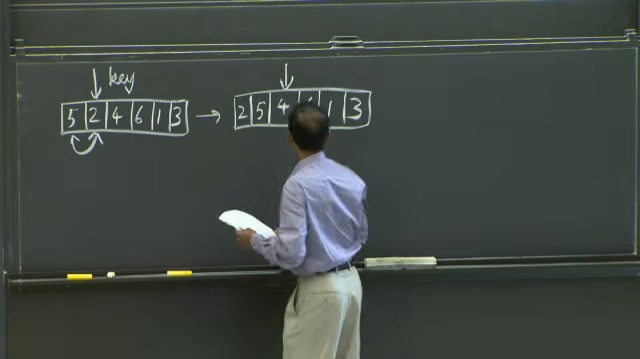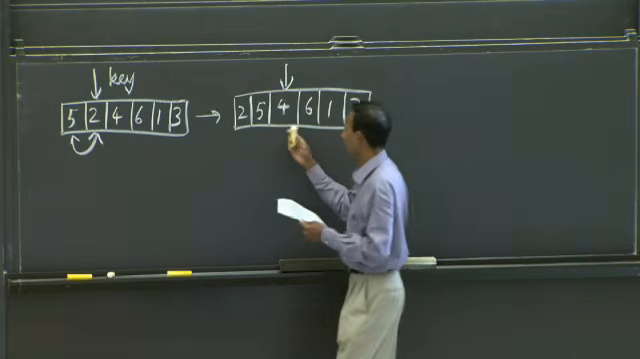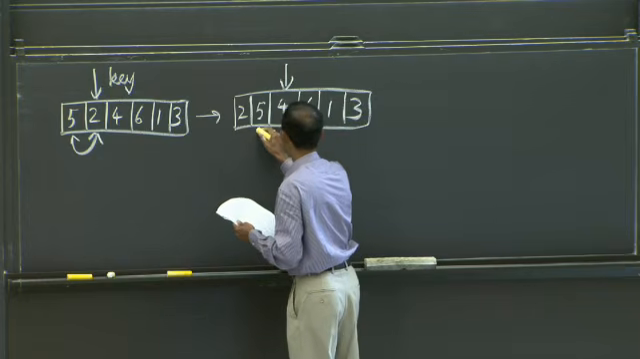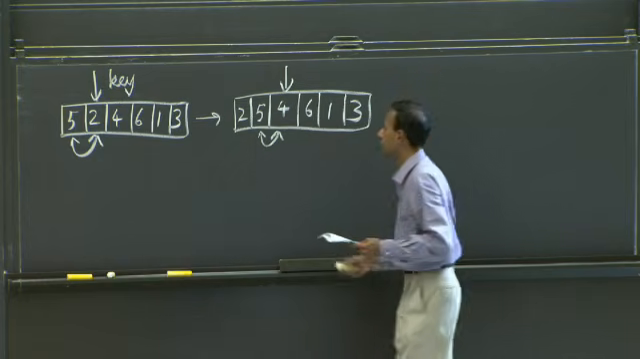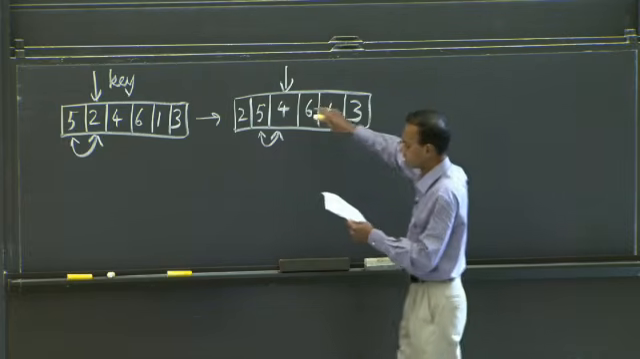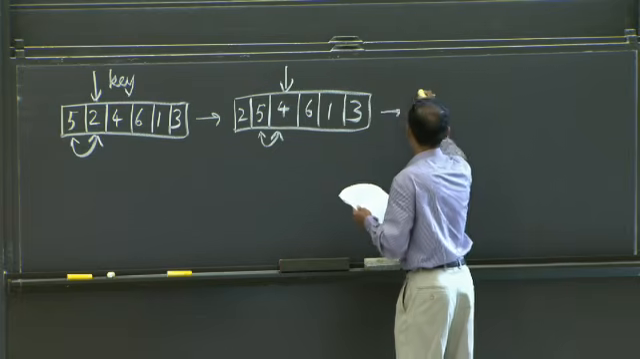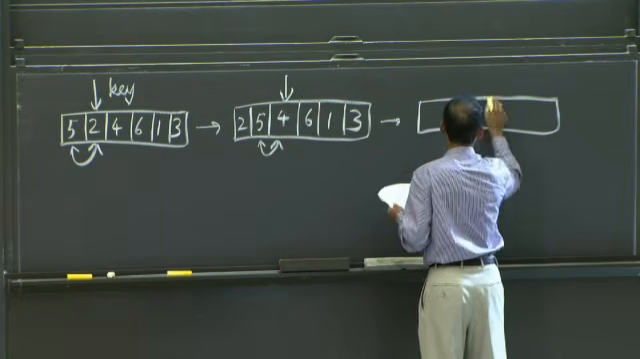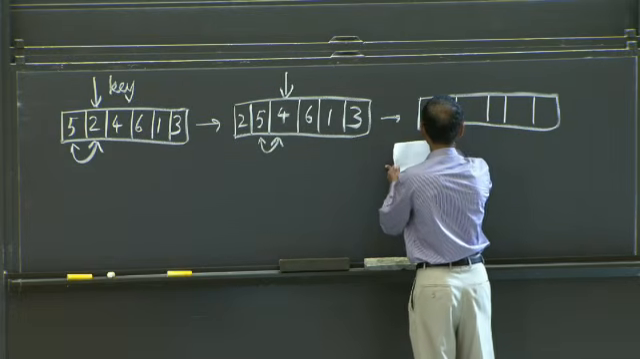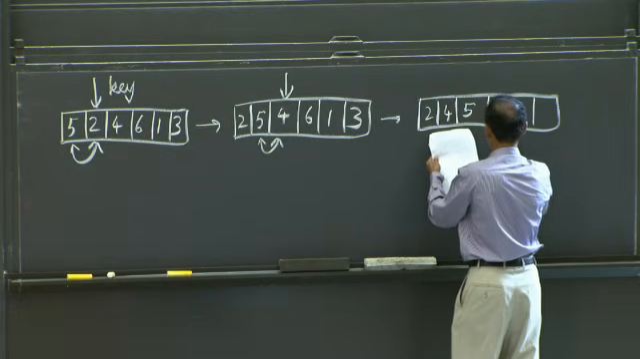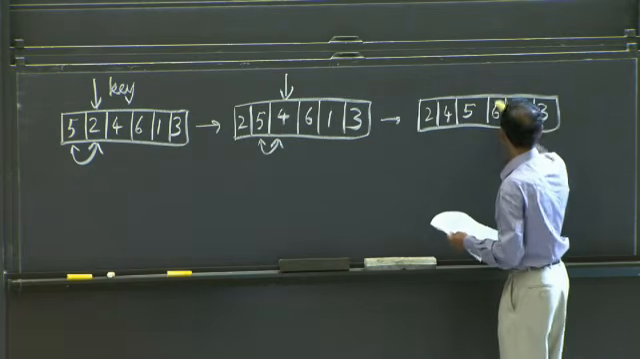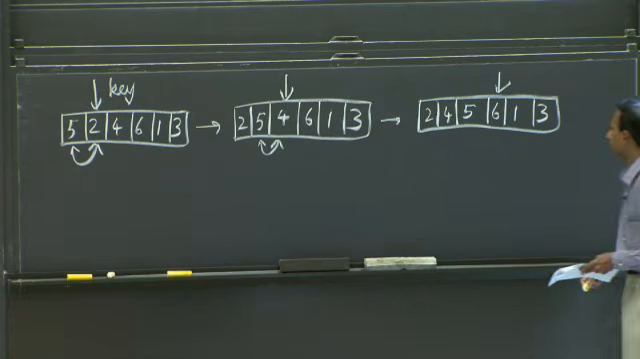Now your key is here at item 4. Again, you need to put 4 into the right spot, and so you do pairwise swaps. In this case, you have to do one swap, and you get 2, 4, 5. And you're done with this iteration. So what happens here is you have 2, 4, 5, 6, 1, 3. And now the key is over here at 6.